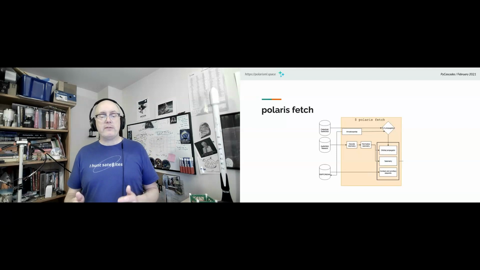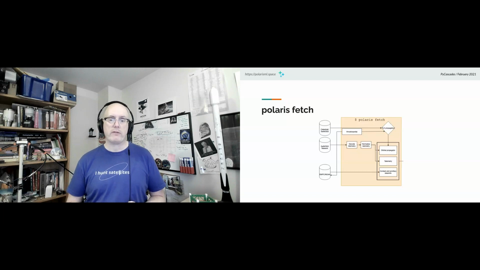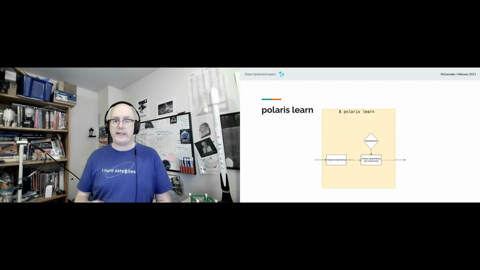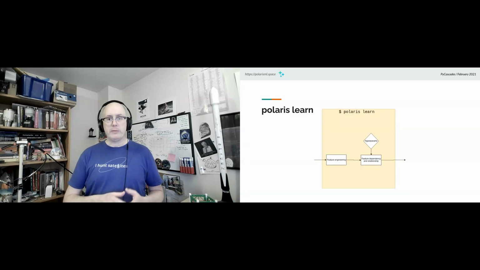Once the information is downloaded, it's interleaved and written out into a JSON file. And that JSON file on the operator's computer serves as the input for the next part, Polaris Learn. Polaris Learn is where we apply machine learning in order to build the dependency graph that I mentioned. We use the library XGBoost. It's very popular, very easy to get started with, and does a very good job.